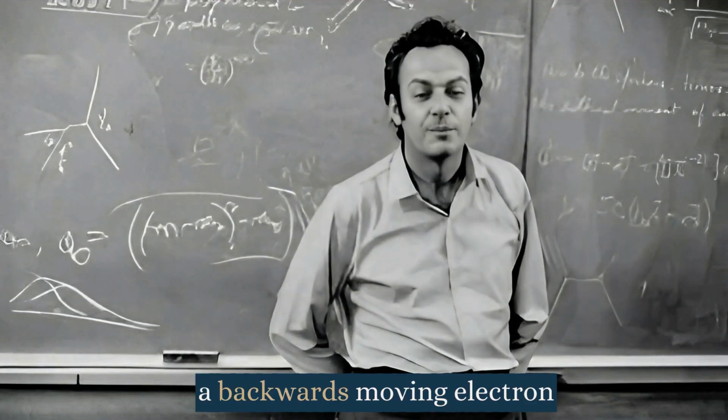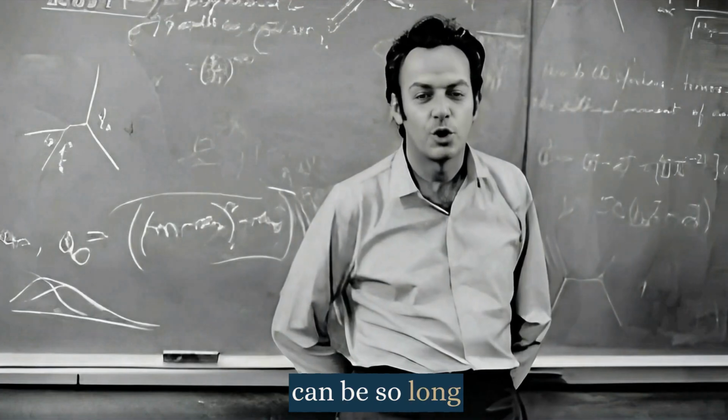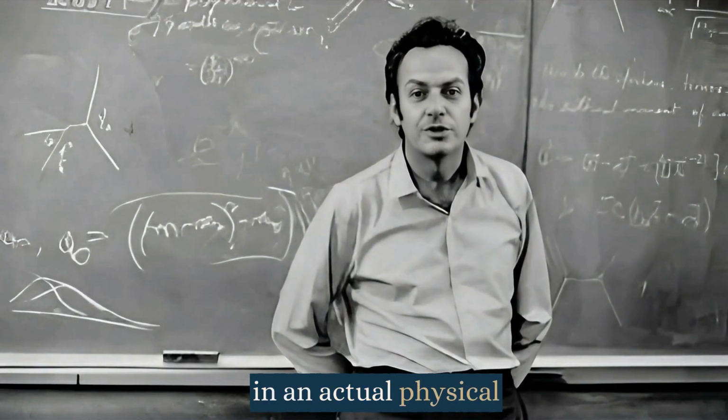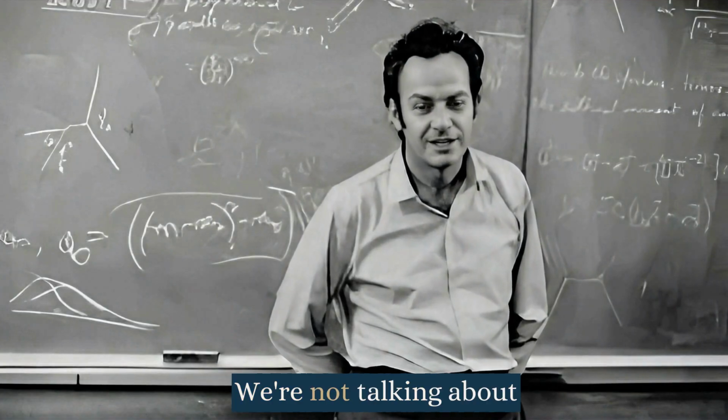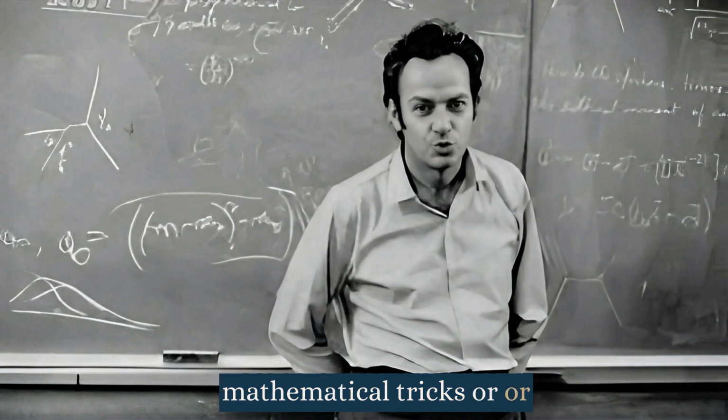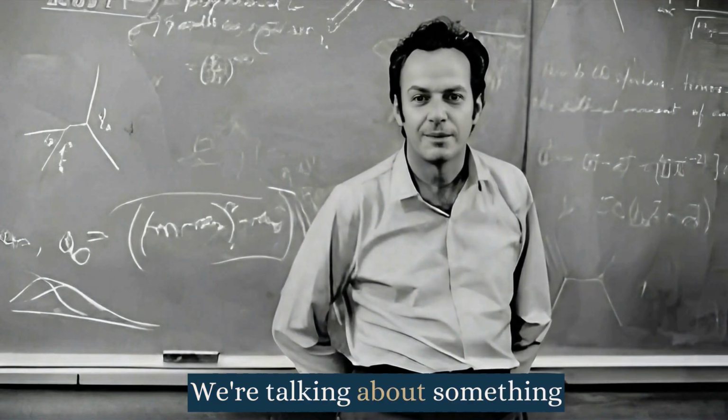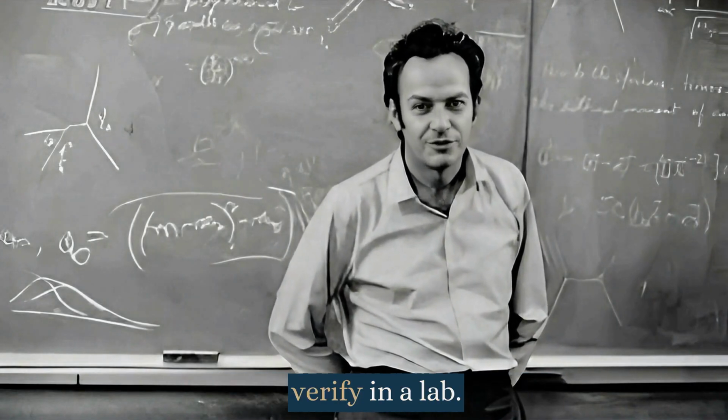The path of such a backwards moving electron can be so long as to appear real in an actual physical experiment in the laboratory. Think about that for a moment. We're not talking about mathematical tricks or convenient fictions. We're talking about something you can detect, measure, verify in a lab.